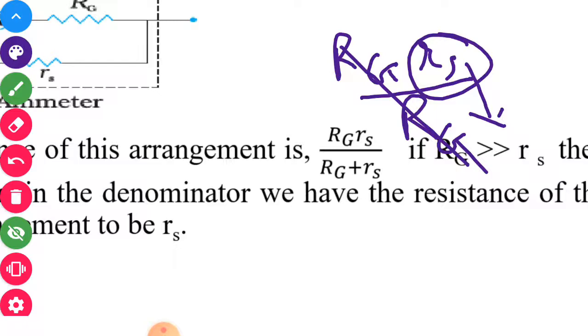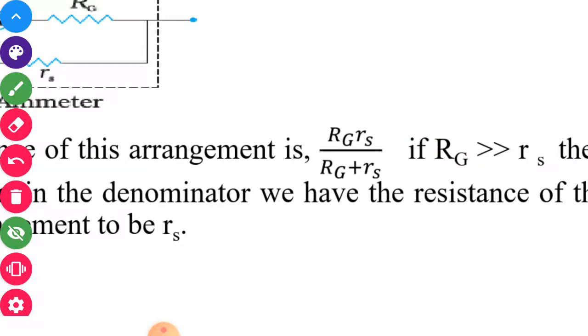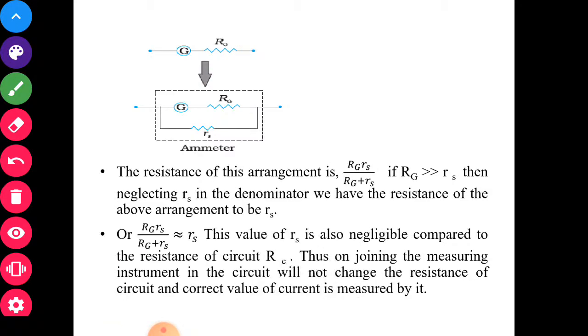If it is added in the circuit, now if you join the galvanometer, then it is not going to cause much change in the original current. And now the device which we have prepared by joining a small resistance Rs in parallel with the galvanometer can behave as a current measuring device. Okay, so it is explained here.